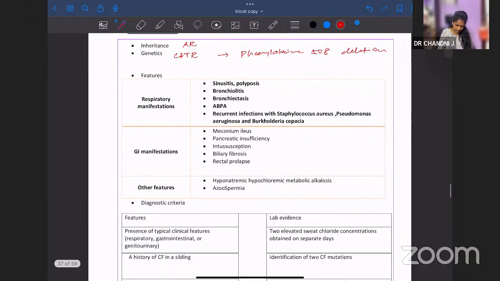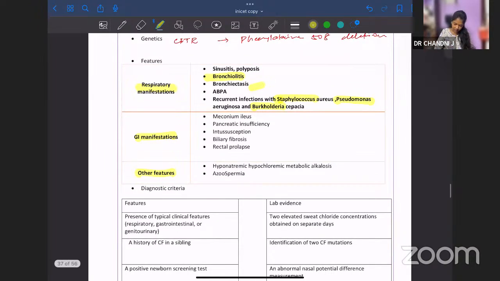Features: you will have respiratory features, GI features, and other features. Coming to respiratory features, bronchiolitis is the earliest one. Earliest lung pathology is bronchiolitis, and then you can have bronchiectasis. Next, what are the common infections? Staph, Pseudomonas, Burkholderia. These three cause recurrent infections. GI features can start from meconium ileus till biliary fibrosis. Anything can happen.